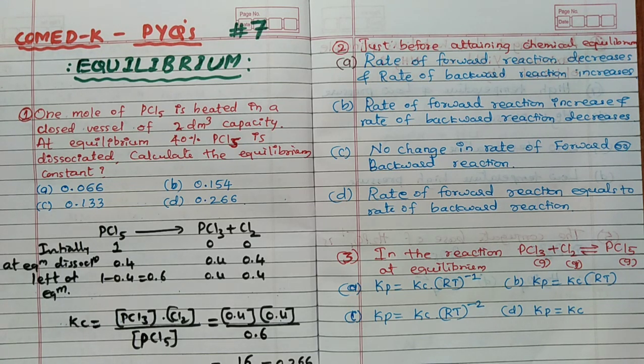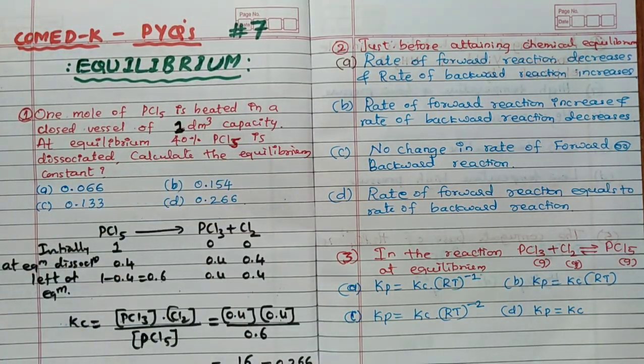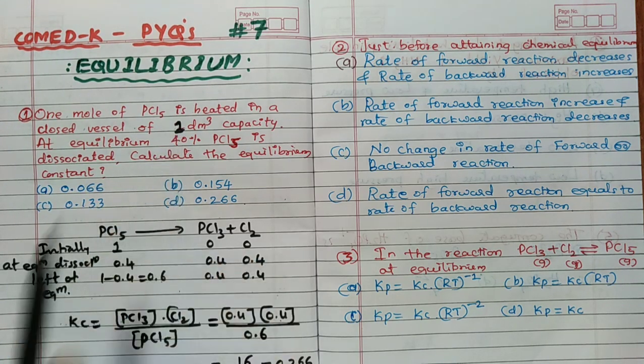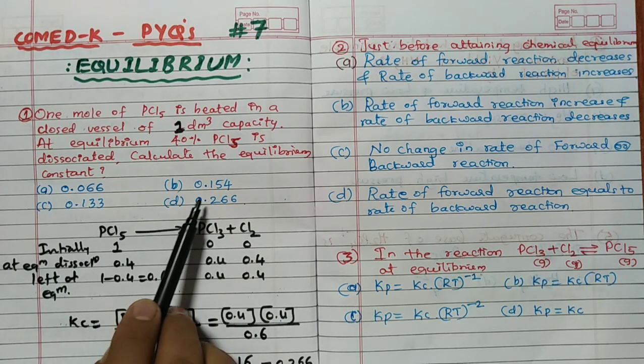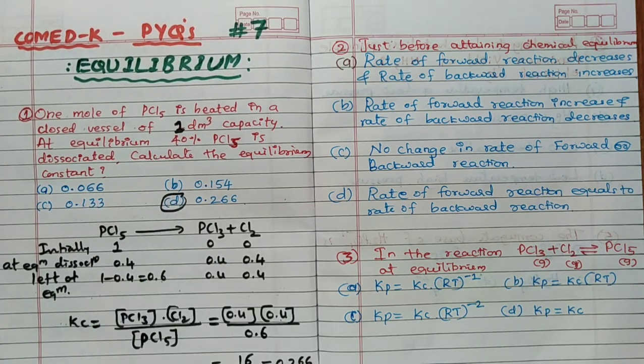Here actually it is not 2 dm cube. Here you have to consider it as 1 dm cube only. If 2 dm cube is there, what happens? Divided by 2, divided by 2, so 2 gets cancelled. So this answer is divided by 2. 0.133 is the answer if it is 2 dm cube. I have taken 1 dm cube, so 0.266 is the answer. That is the only difference here. So the answer is D.